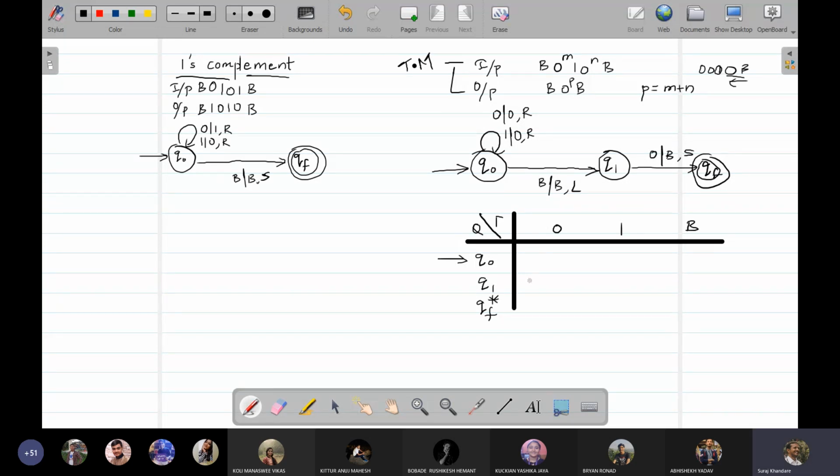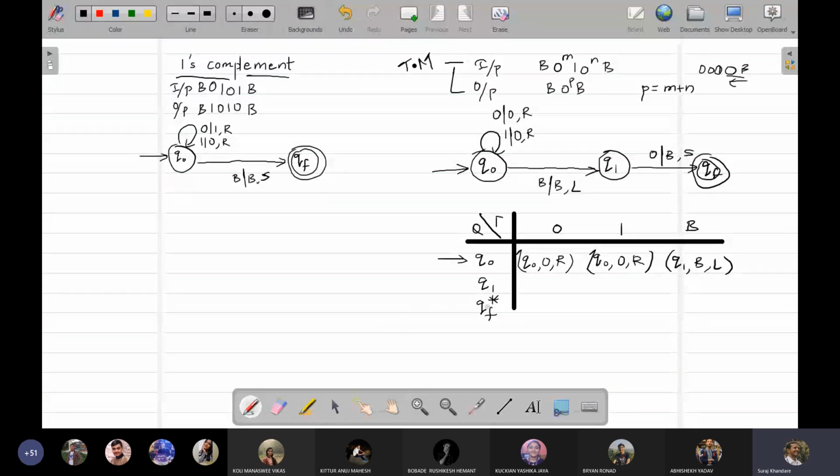In Q0, when we get 0, we are in the same state as Q0. You keep 0 as it is and keep moving to the right. In Q0, when we get 1, we stay in the same state. 1 is converted to 0 and we keep moving to the right. And in Q0, when we get blank, we change the state to Q1 and keep blank as it is and start moving to the left.